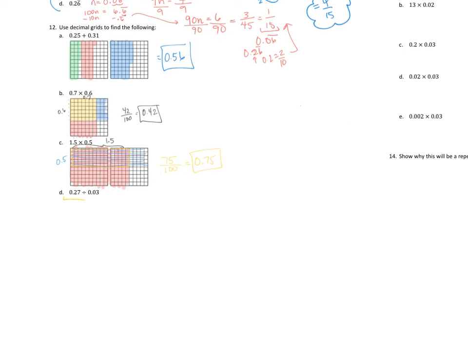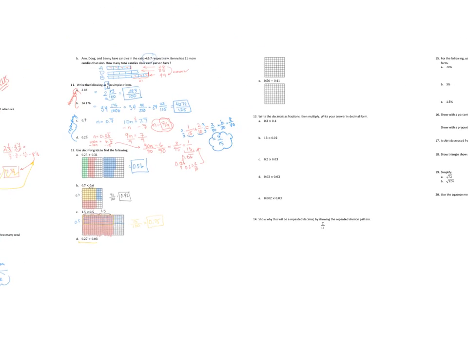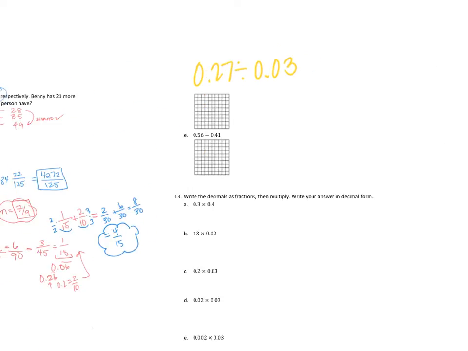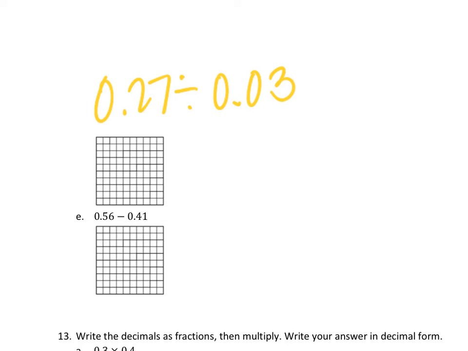All right, for the next one, our 100 grid disappeared. Must be on the next page. Yep. So let's rewrite the problem. 0.27 divided by 0.03. So what that's saying is that we have 27/100. So we'll draw that. 27/100. And what we want to do is see how many groups of this are in there. So I have to look and see, okay, there's one of those. There's another one of those. Another one of those. I'm doing 3 at a time.